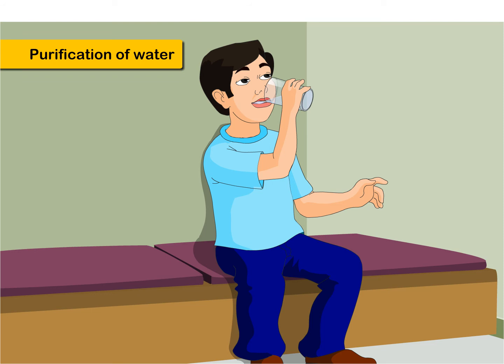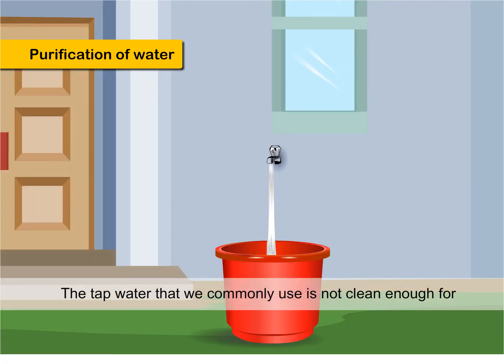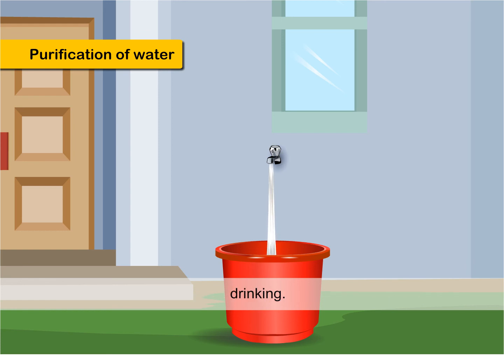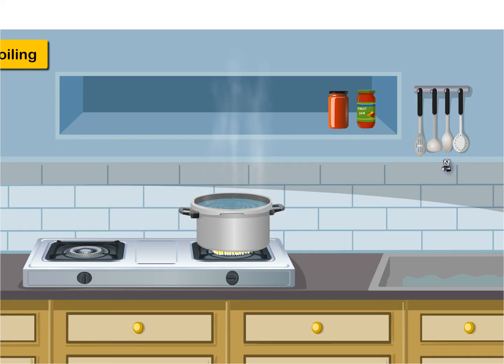Purification of water. The earth contains 71% water, yet only a part of it is available as drinking water. The tap water that we commonly use is not clean enough for drinking. We need to purify water. Otherwise, we may fall sick if we drink dirty water. We can purify water for drinking and cooking by many ways.